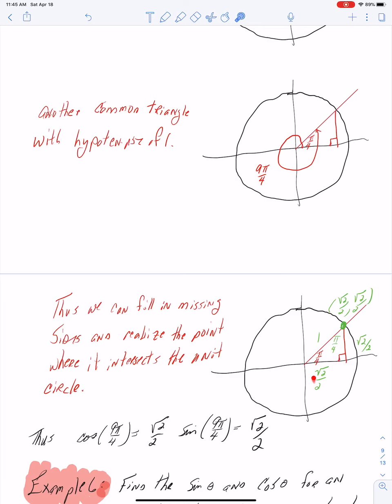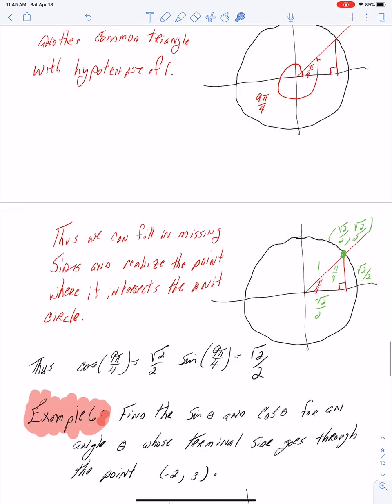Well, once I know those sides, then the coordinates of this point are easy, because the x-coordinate is just this length, square root of 2 over 2. The y-coordinate is just this length, square root of 2 over 2. But again, that corresponds to the cosine and the sine of the angle, which you will recall was 9 pi over 4. Therefore, cosine of 9 pi over 4 is root 2 over 2. Sine of 9 pi over 4 is also root 2 over 2, and I've computed the sine and the cosine.